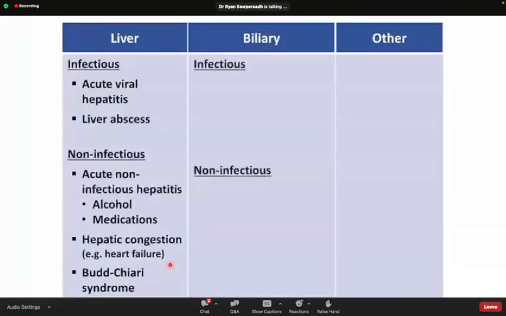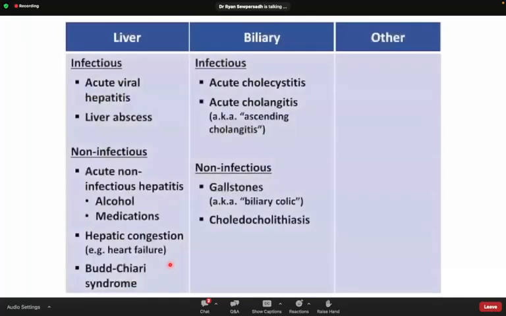Biliary pathologies also can be divided the same way: infectious, non-infectious. Under infectious are acute cholecystitis, which is essentially inflammation and infection of the gallbladder. And then we have its cousin, acute cholangitis, right, which is inflammation and infection of the common bile duct. Relevant non-infectious pathologies of the gallbladder include simple gallstones, which lead to a condition known as biliary colic. And then we have choledocholithiasis, quite a mouthful, which essentially means a gallstone trapped within or actively passing through the common bile duct.